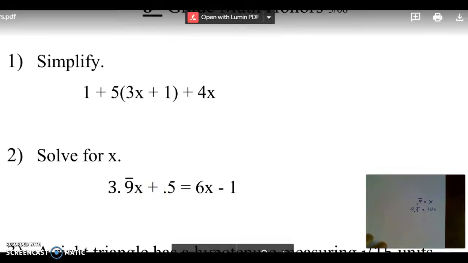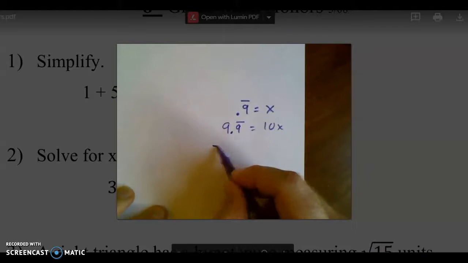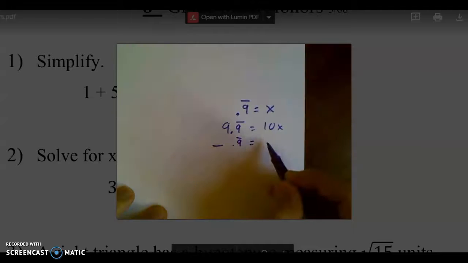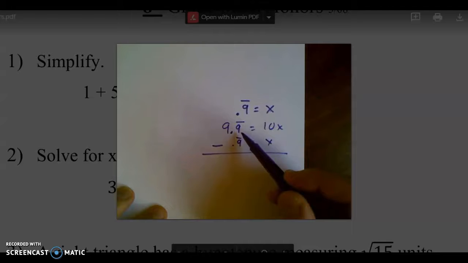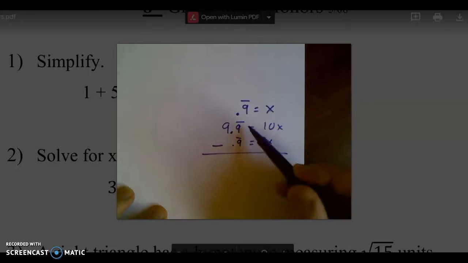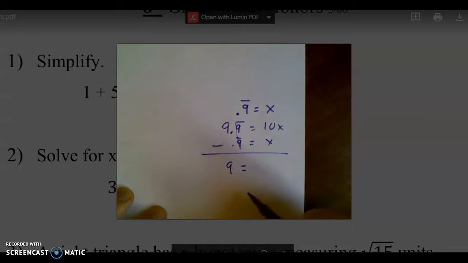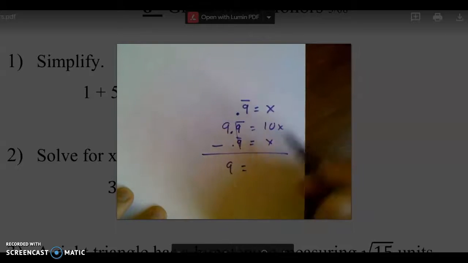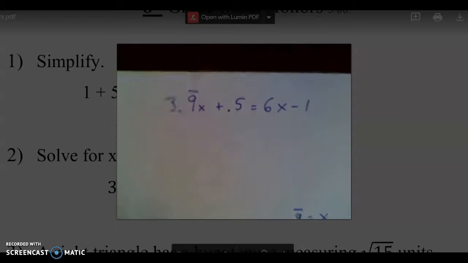Now what I would do is take the top equation and subtract it from the second one that I wrote, so minus 0.9 repeating. And when you subtract this, because these 9's go on forever, but they're always going to have the same amount of 9's, they cancel out. What you're left with is 9 equals, and 10x minus x is 9x, and then you divide both sides by 9, and there it is, x equals 1. So that's how you can show algebraically why 0.9 repeating is the same thing as 1. It's just a different way of showing the value.